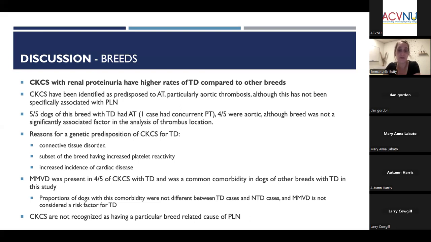They are talking about the fact that 4 out of 5 of these patients with thrombotic disease had mitral valve disease. So definitely a common comorbidity in this breed. But the cases in the non-thromboembolic disease group also had mitral valve disease, and it's not necessarily considered a risk factor for thromboembolic disease. So that's a point to make: it may definitely have been related to the PLN and not necessarily their heart disease.